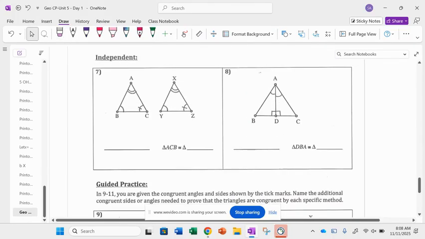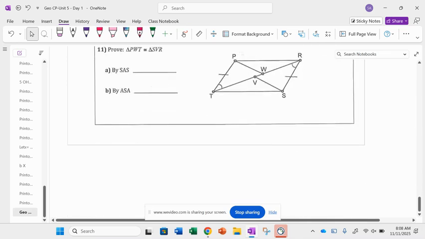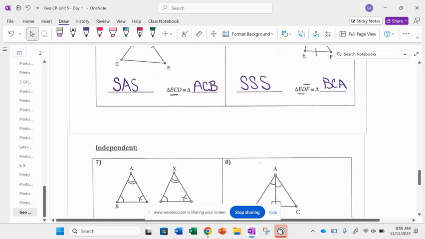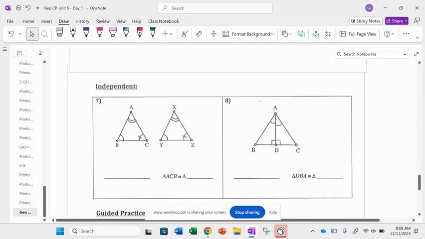Okay. So you guys try number 7 and 8 on your own. And then just turn it over.